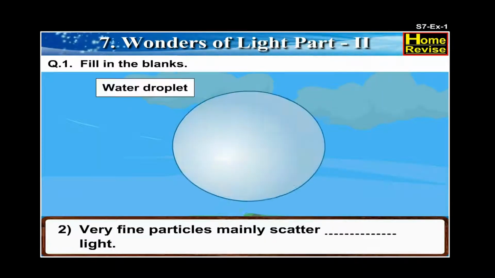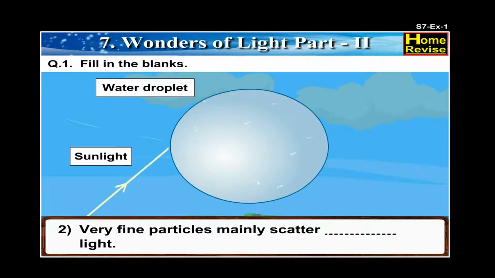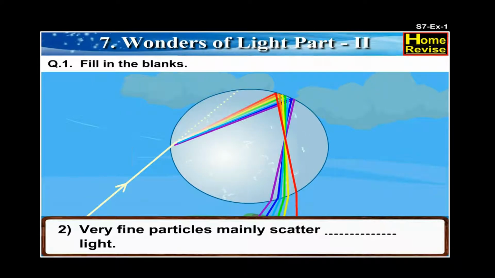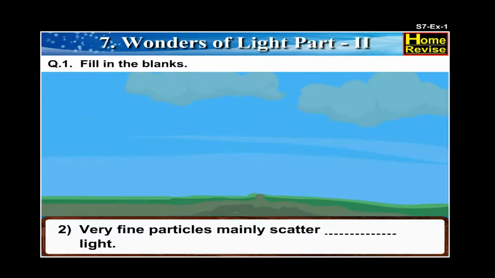2. Very fine particles mainly scatter dash light. The answer is: very fine particles mainly scatter blue light.